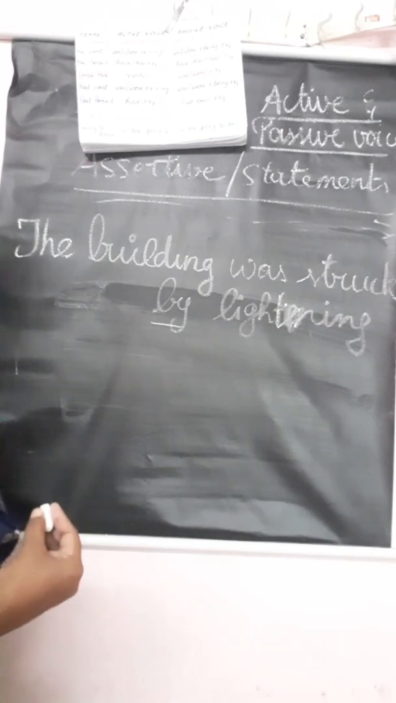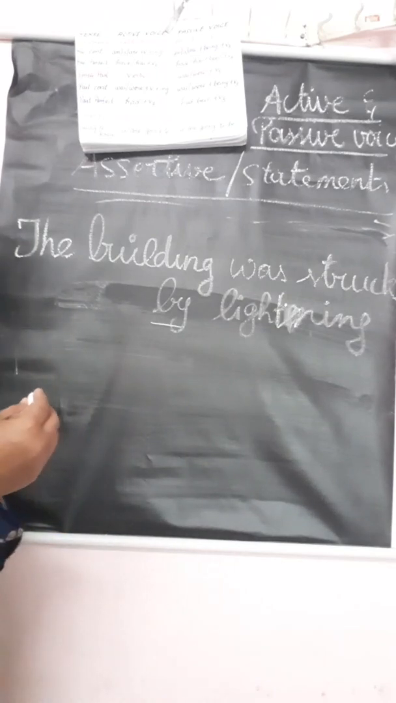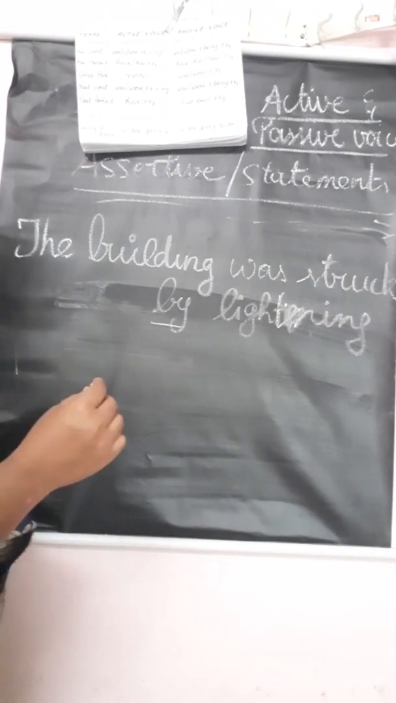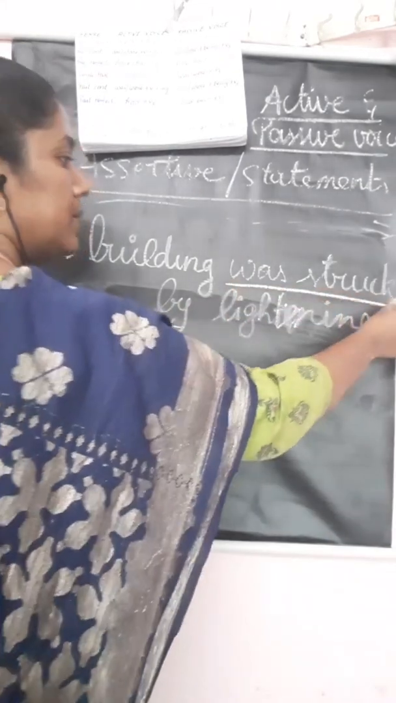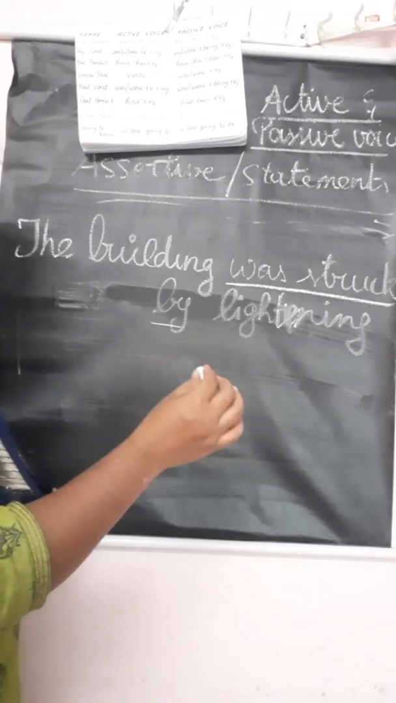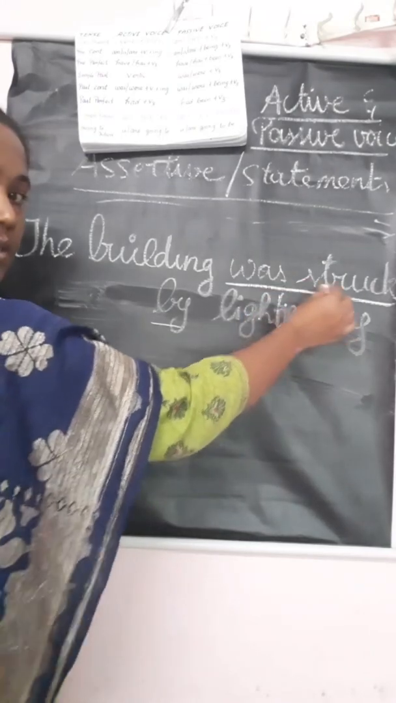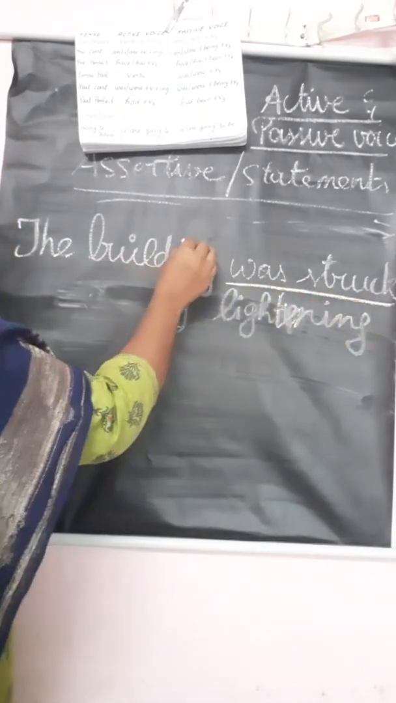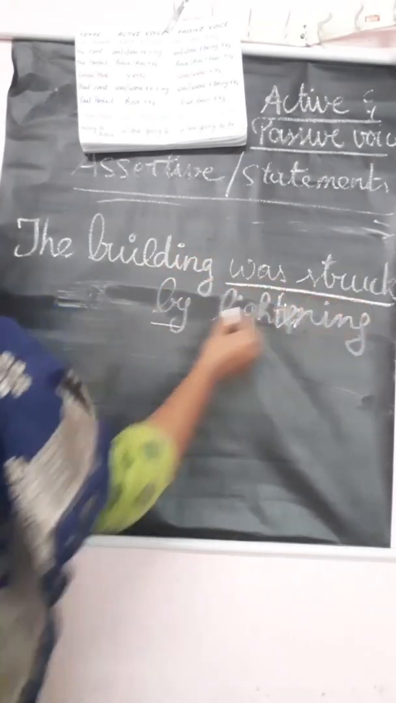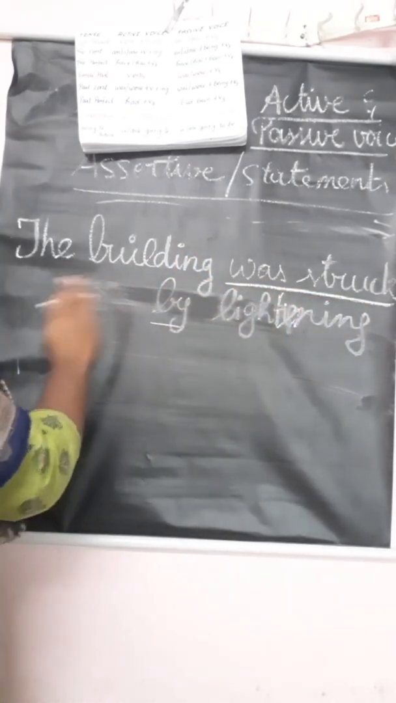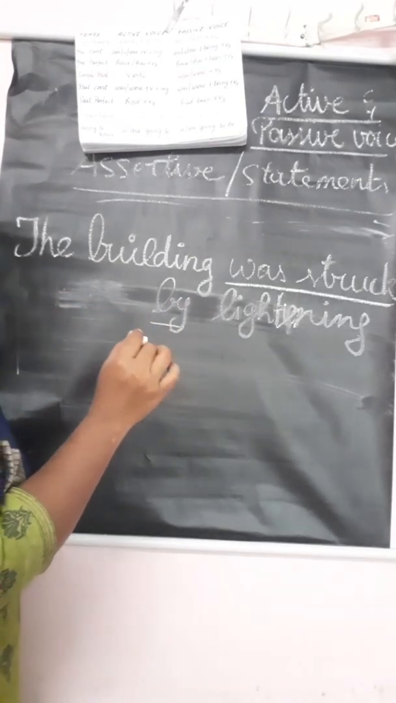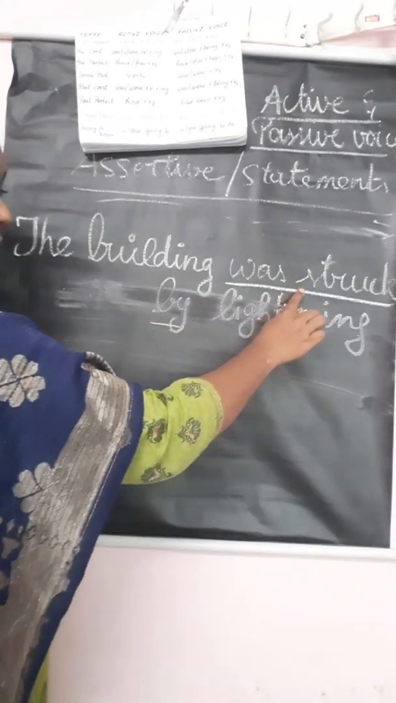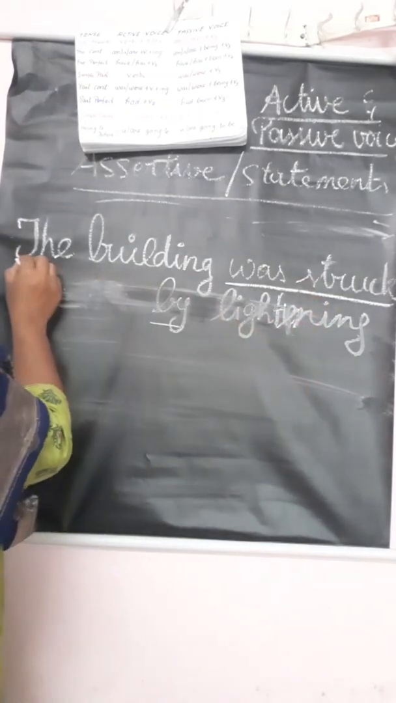But children, remember, you should find an active sentence and a passive sentence by the use of the verb. Only then will you never commit any mistake. "The building was struck by lightning." So this is one hint: we have to find the active voice and passive voice sentence only by the verb format. Fine. Let us do this exercise.